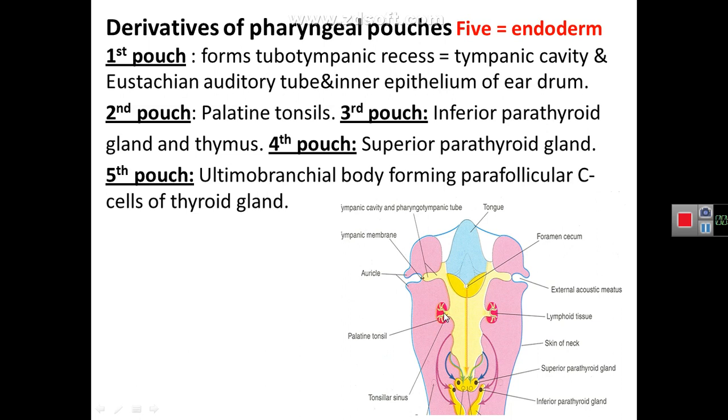Derivative of the second pharyngeal pouch is the palatine tonsil. Derivatives of the third pharyngeal pouch are the inferior parathyroid gland and thymus gland, which is the lymphoid tissue behind the manubrium of the sternum. The structure derived from the fourth pharyngeal pouch is the superior parathyroid gland. The fifth pharyngeal pouch, which is sometimes regarded as part of the fourth, forms an ultimobranchial body that gives rise to the C cells of the thyroid gland, which are parafollicular cells secreting calcitonin hormone. This is all about the pharyngeal pouches and their derivatives.